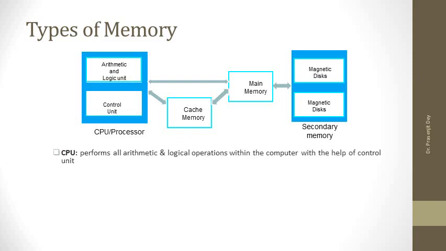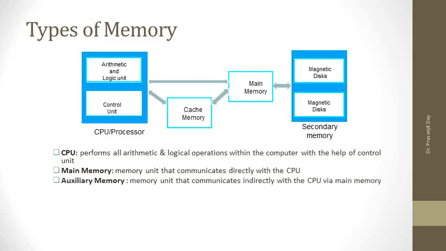So this is the interconnection among different memory units with the CPU. CPU performs all the arithmetic and logical operations within the computer with the help of the control unit, where main memory, as you can see in this picture, directly communicates with the CPU via a bidirectional link. The auxiliary memory or the secondary memory communicates indirectly with the CPU via main memory.